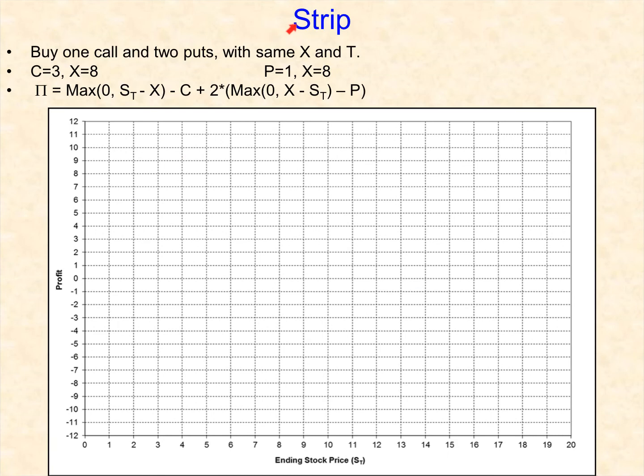Let's have a look at the strip. With the strip, we're going to buy 1 call, but 2 puts. So that should tell us something. We're going to make twice as much profit when prices decline as we do when prices rise. So here's a strategy that's going to pay off in either direction, but pay off more when stock prices go down.